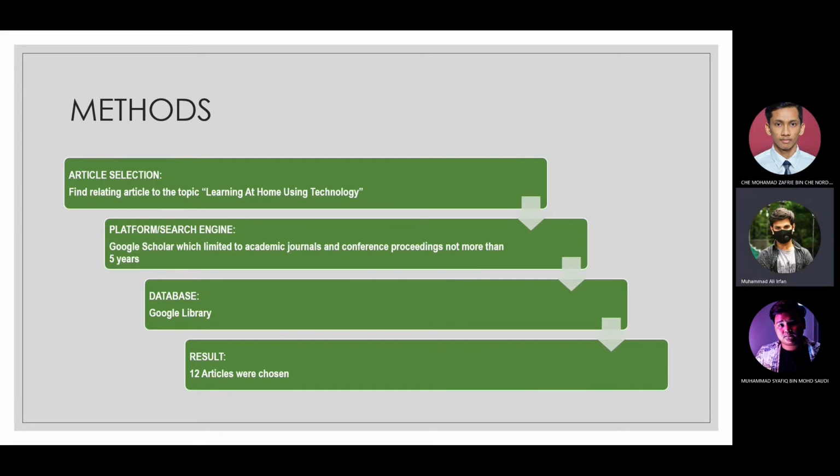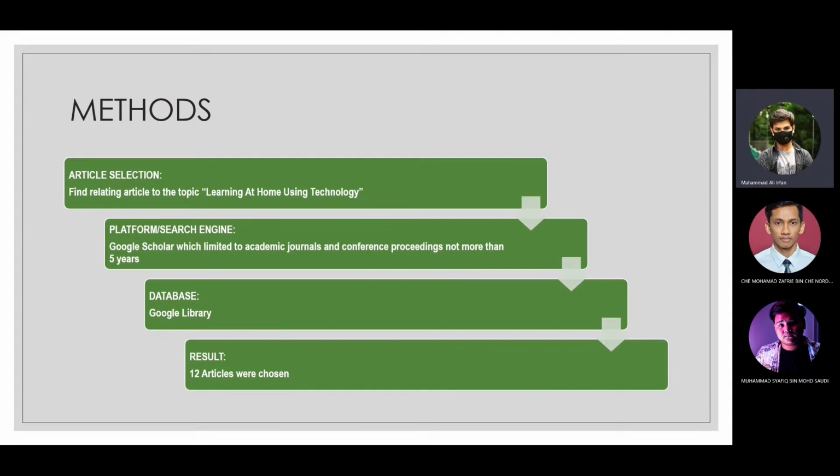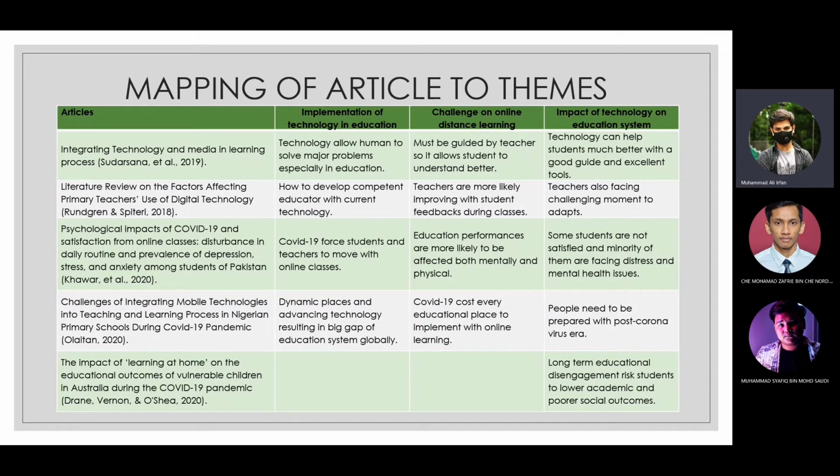Ali. So let's talk about the methods. The articles we have selected are on learning at home using technology. The platform or search engine is Google Scholar, which is limited to academic journals and conference proceedings not more than 5 years old. The database that we are using is Google Library. So we have chosen 12 articles as a result. As far as the mapping of articles goes, the articles are about technology and media in the learning process.